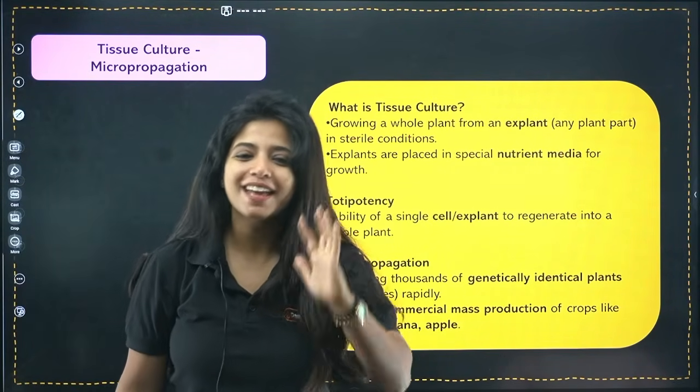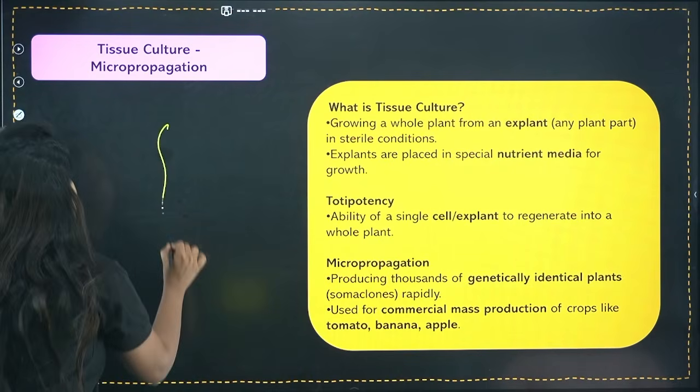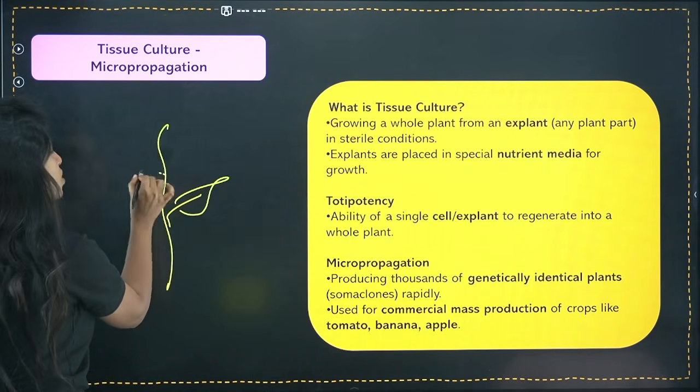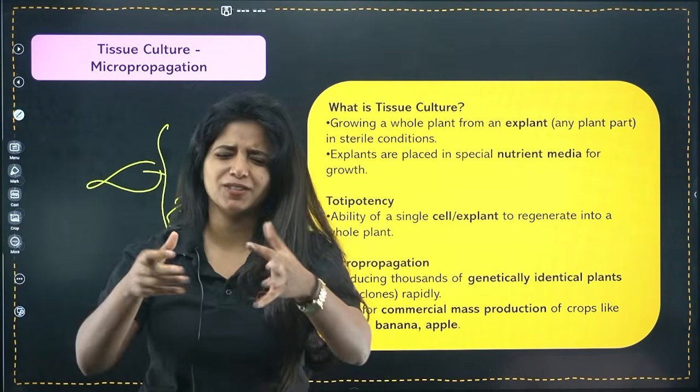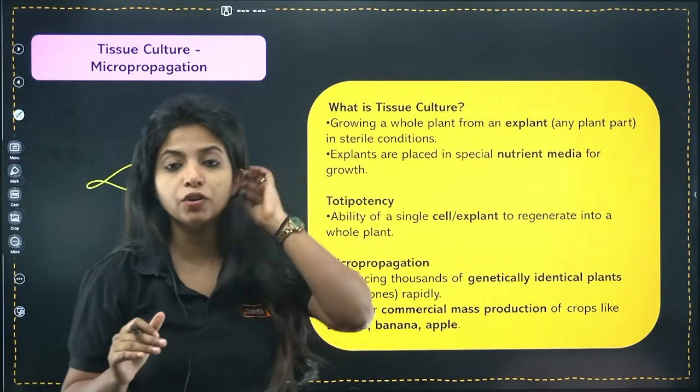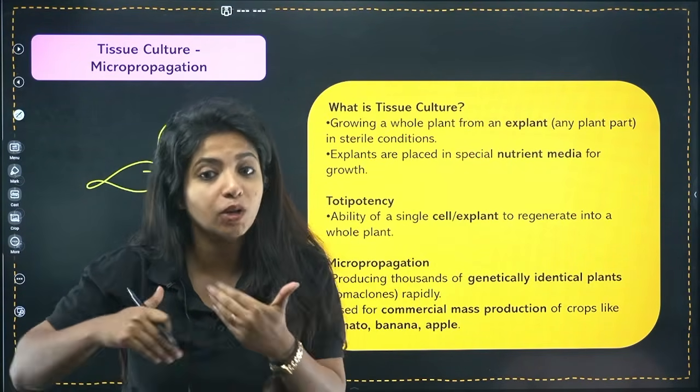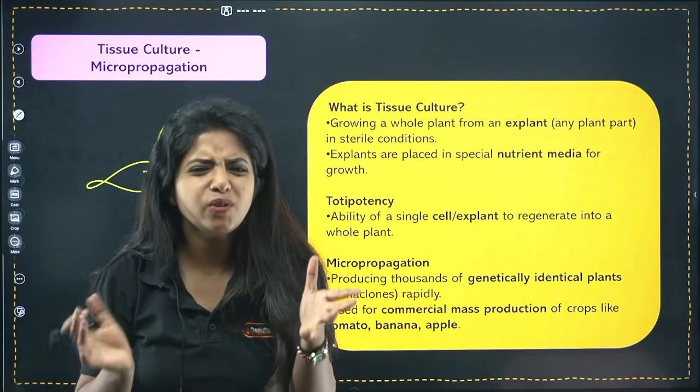What do you mean by that? So basically, suppose there is a very nice plant. This plant has all the good characters. It is pest resistant. It is this, it is that. Lots of good things are there. Now what we want to do is that we would want to make multiple copies of it. Okay, but how do we do that, ma'am?